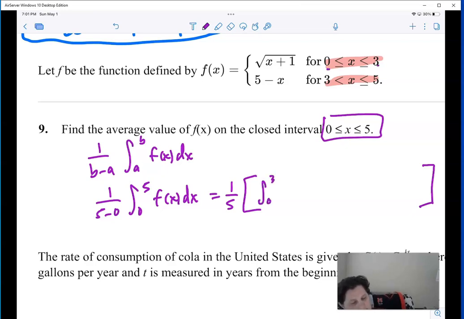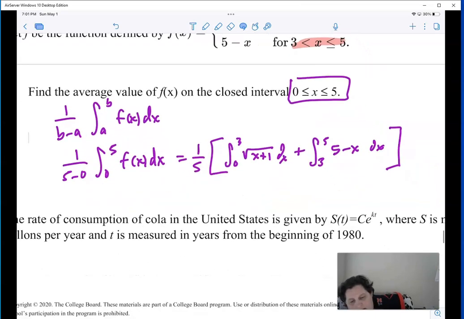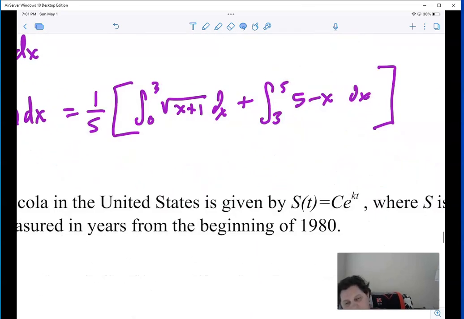It's going to go from 0 to 3 and from 3 to 5. Now from 0 to 3, I need to integrate this one. And then from 3 to 5, I need to integrate that one. All right, so this is like a lot of steps, but that's okay because this is an FRQ, so we expect that. Okay, I'm going to use some different colors.